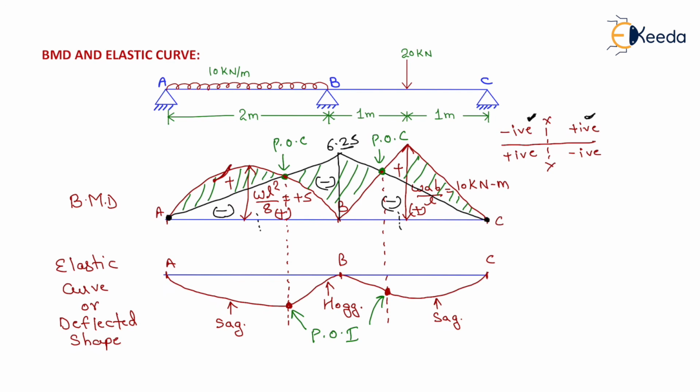So we had completely analyzed the beam ABC. We had determined all the moments at A, B and C. We had completely determined the support reactions, that is RA, RB and RC. We had plotted the bending moment diagram as well as the elastic curve of this beam. That is all about this numerical. Thank you very much, students.